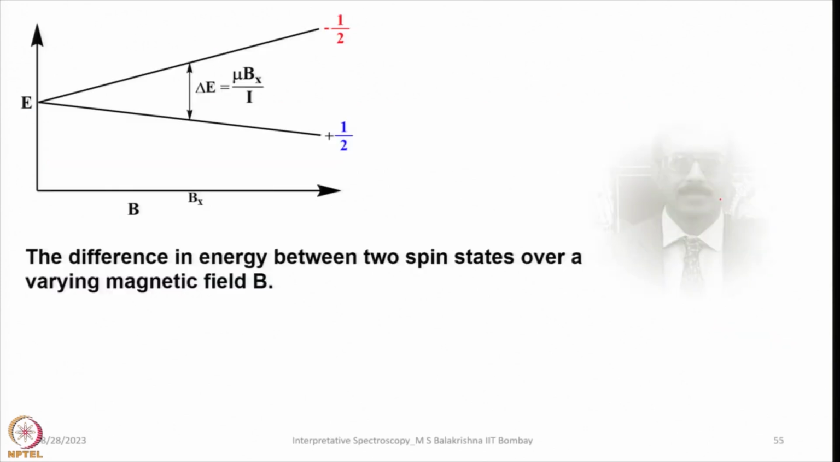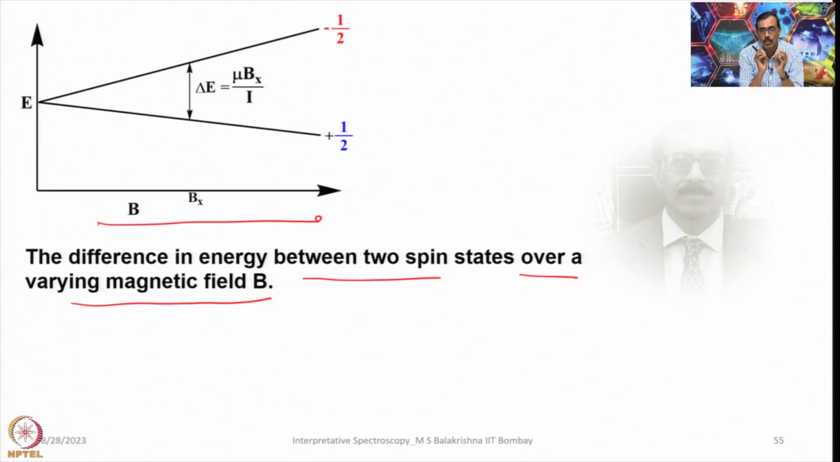The difference in energy between two spin states over a varying magnetic field is shown here. You can see as magnetic field strength increases, the gap increases. When the gap increases, the energy required will be very high. In that case, what happens? The chemical shift, a term I will be introducing later, the chemical shift difference between the different nuclei in the same molecule would increase. As a result, the spectrum will be well resolved and understanding various functional groups and other groups present would become very easy. This is the advantage of increasing the field strength.